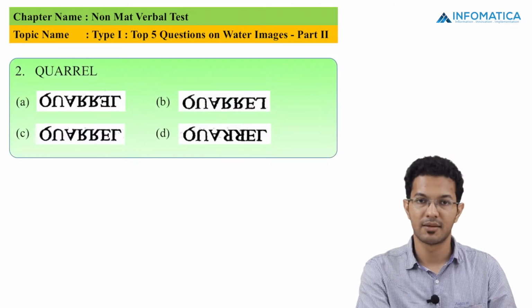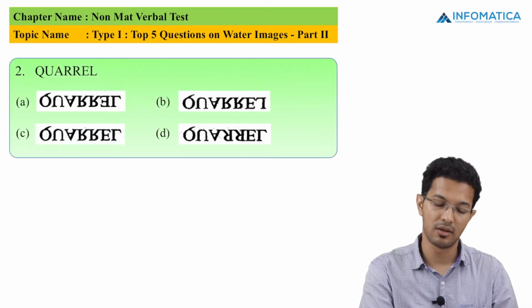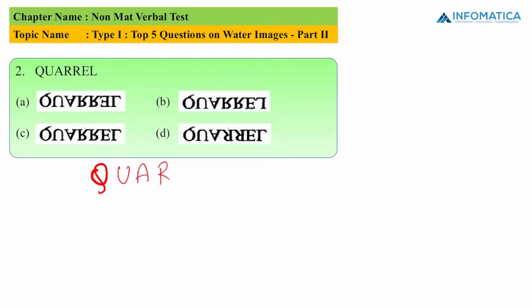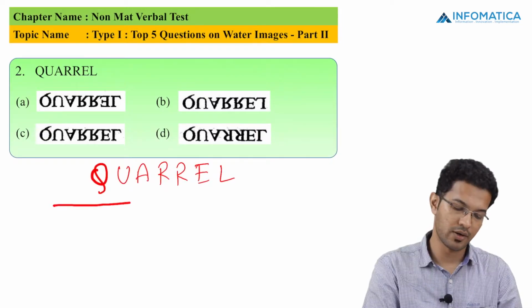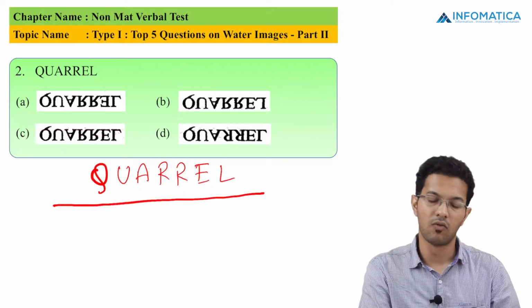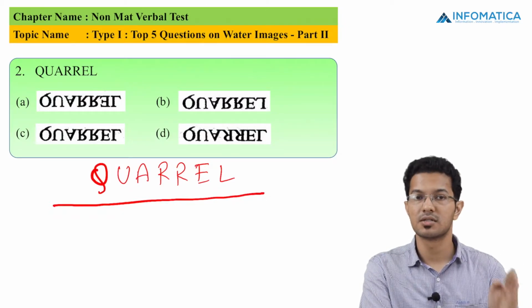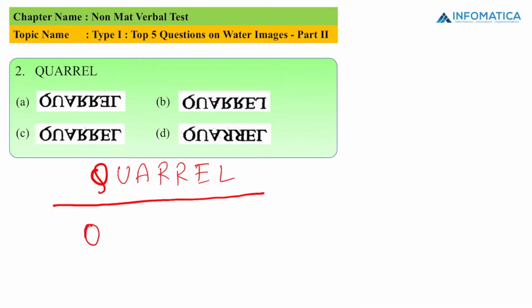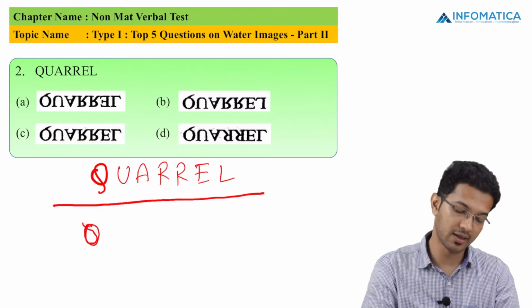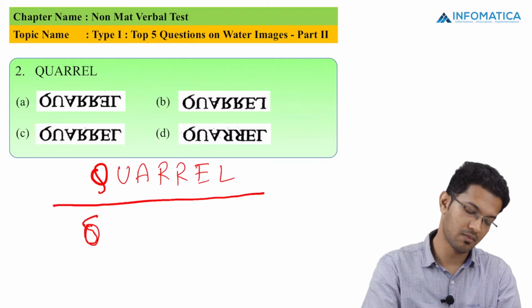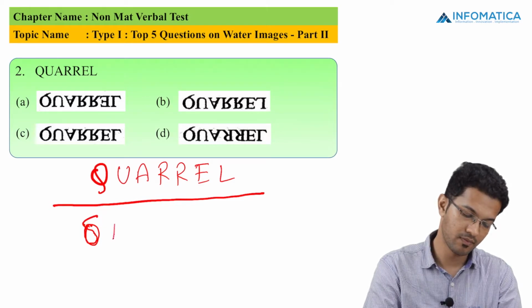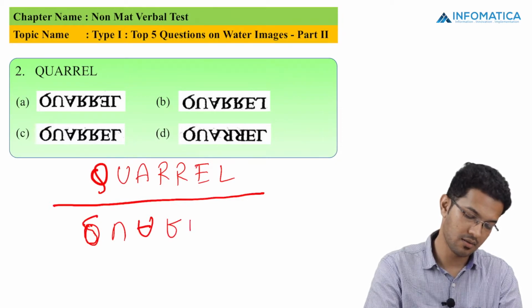Now let us go for the second MCQ. The word given to us is quarrel. So I draw something like a water, and I have to go for the inverted image of quarrel. So the first one is capital letter Q. So Q will look somewhat like this. And the next one is U. And I'm having an A. Then R. Again an R. E will not change, it will look as it is. And the next one is L.